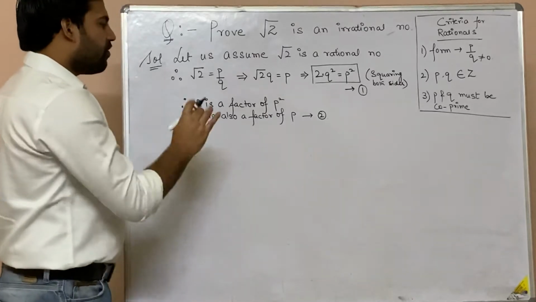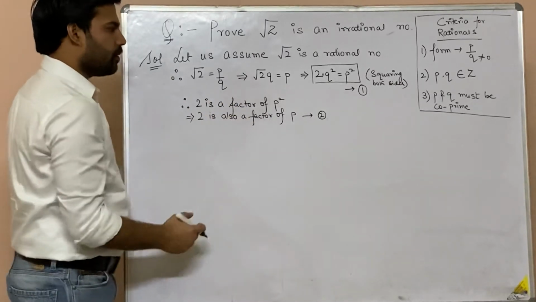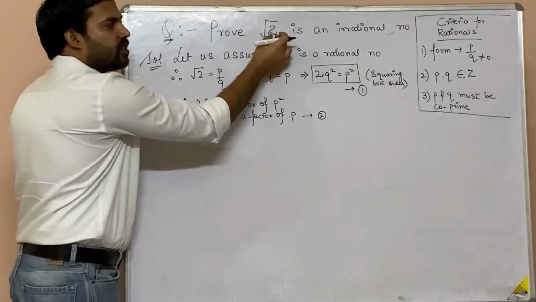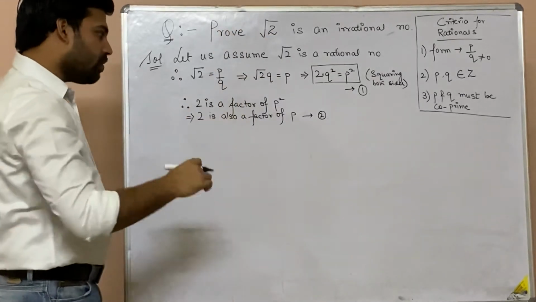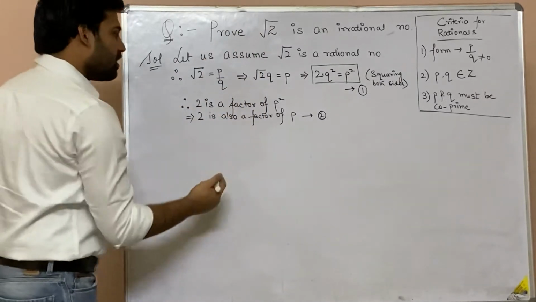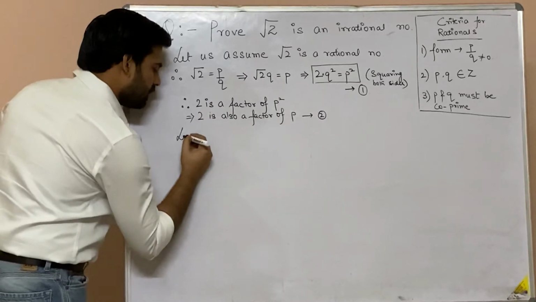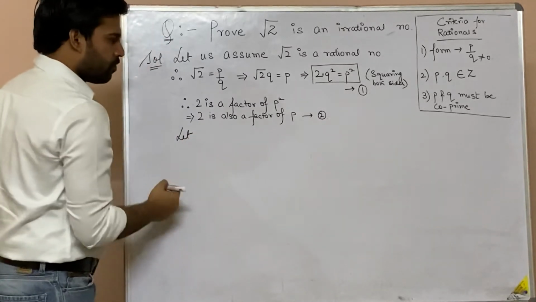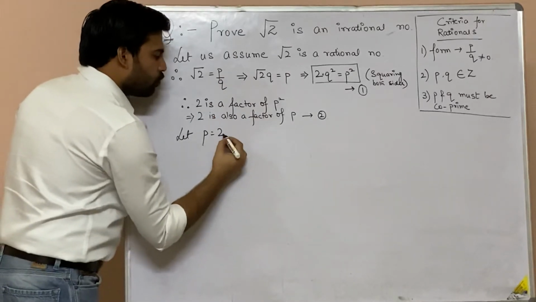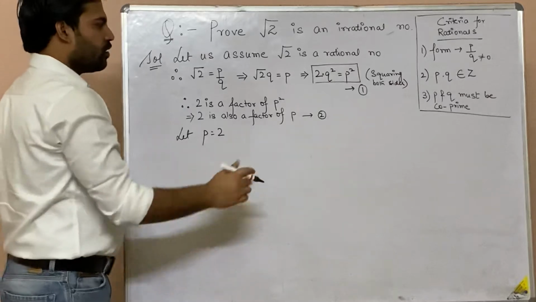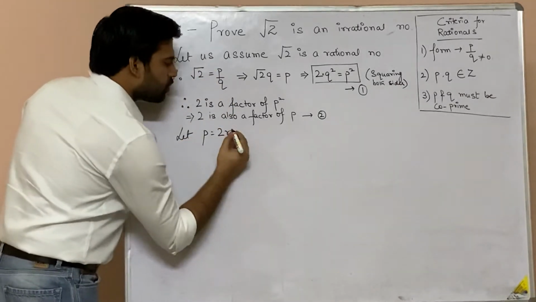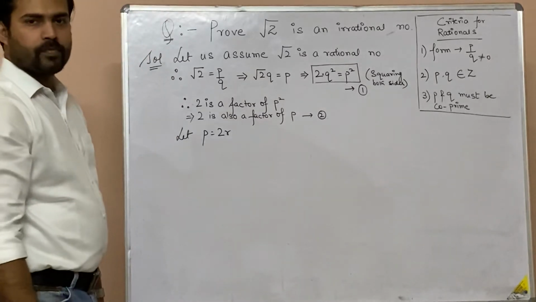Clear? Now, further. The next step: you need to remember that what you need to prove is that root 2 is an irrational number. So 2 is the number. The next step would be based upon this particular number which is given to you. Now I will start once again like this: you will forget about p now. Let p be equal to this number 2 and take any third variable. You have taken two variables p and q. Take any other third variable, say r. So let p is equal to 2r.